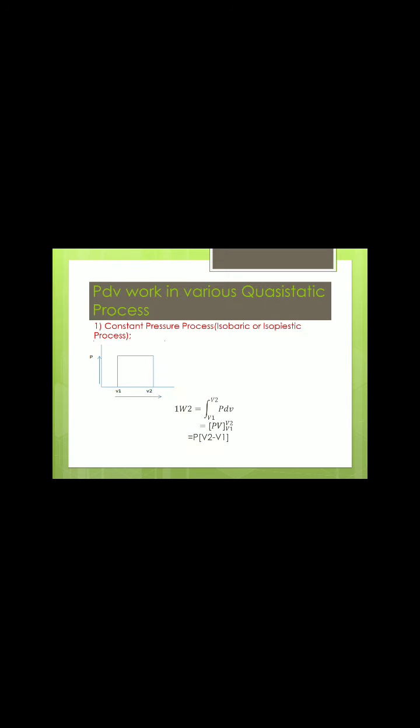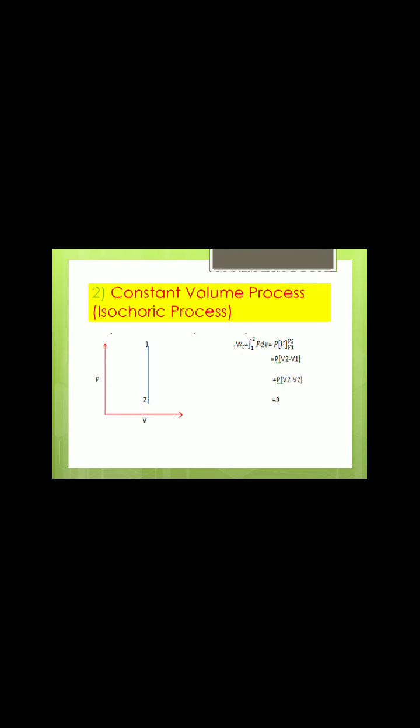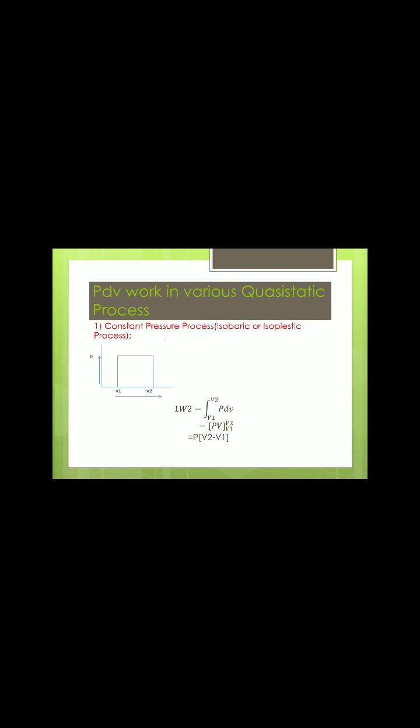In the last class, we derived three derivations, that is, the work done, PdV work, in various quasi-static processes. The first one is the constant pressure process, also known as isobaric or isopiestic process. Here the work done is P into V2 minus V1. This is the derivation of the work.